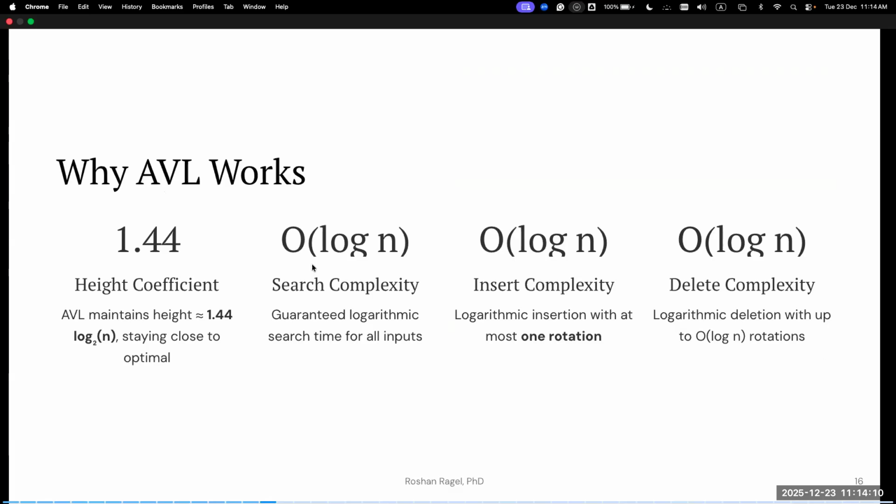And here, I'm not going to prove this. Mathematically, it's possible to prove. In fact, it is proven by the AVL team actually. The AVL tree maintains a height of 1.44 times log 2n, right? So it's not log 2n. Log base 2n is the perfect one we can have, which means 1 times log 2n.